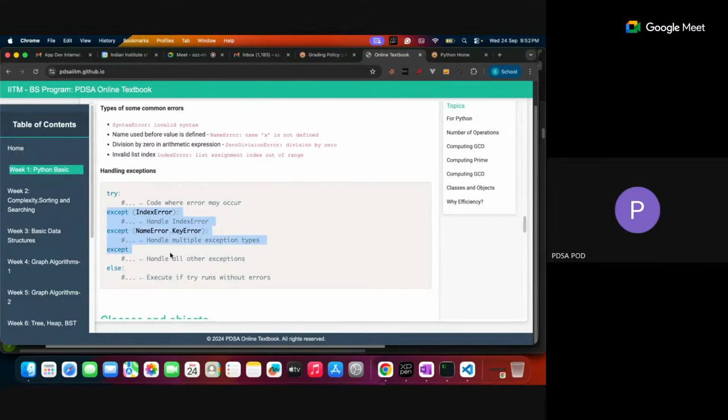And if none of the exceptions is satisfied, that means no other errors are executed. So the else part will execute whenever try works without any errors. That means try is executed, no exceptions are thrown, then the else part is executed as a default. Of course, we don't worry about exceptions and we don't implement exception-based algorithms in this PDSA course. You can ignore it, and I don't find any relevant question on exceptions in the quiz or end term. You can ignore it.